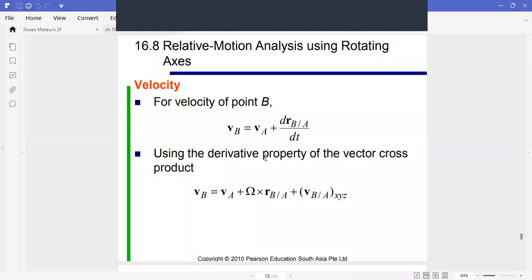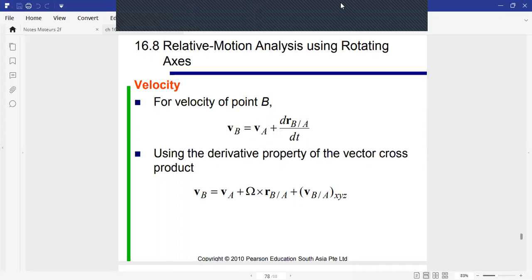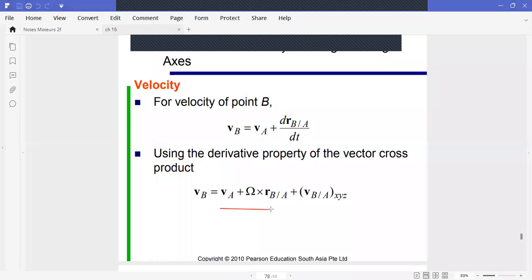Okay, so let us continue. We have in such frame developed last time that the velocity VB is equal to VA plus omega vectorial AB plus velocity of B relative to A, okay? This term represents physically the velocity of the coincident point. So I will repeat, I will give an example again.